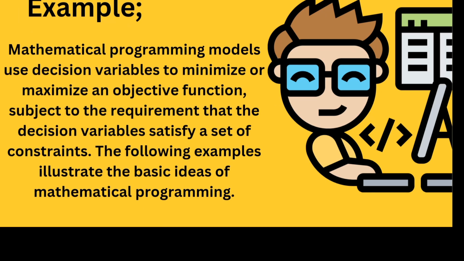Mathematical programming models use decision variables to minimize or maximize an objective function, subject to the requirement that the decision variables satisfy a set of constraints. The following example illustrates the basic ideas of mathematical programming.